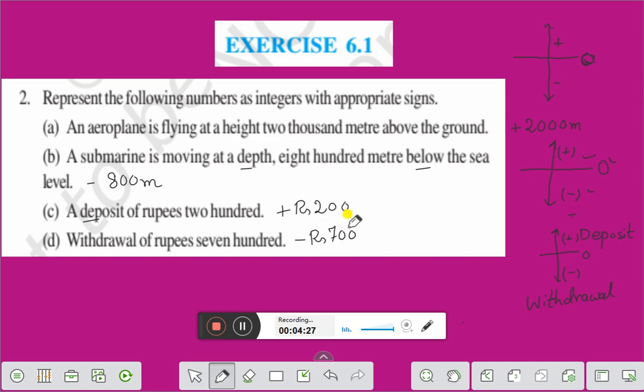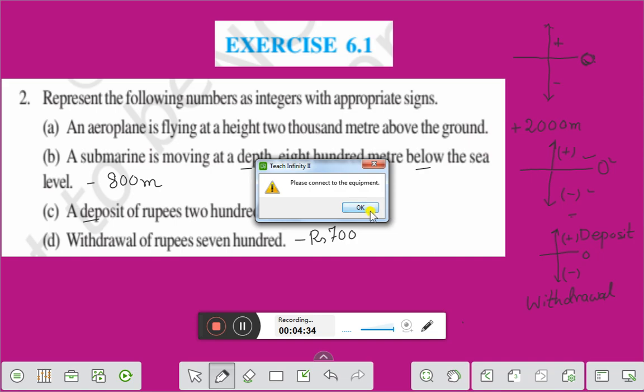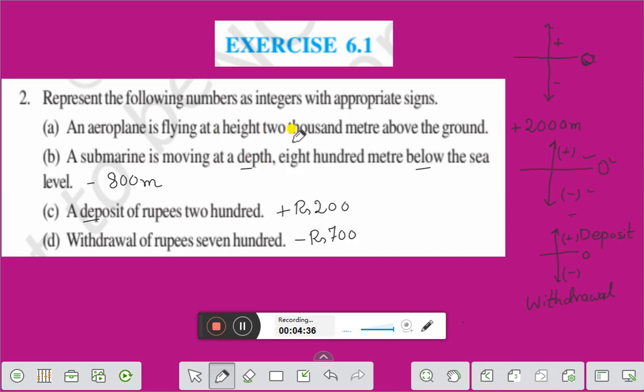Okay. Again we are repeating once again. Represent the following numbers as integers with appropriate signs. An airplane is flying at a height 2000 meter above the ground. If we take ground as 0, above the ground positive and below the ground negative, therefore it will be plus 2000 meter. A submarine is moving at a depth 800 meter below sea level. Suppose we have taken sea level as 0, above the sea level positive and below sea level negative. Therefore it will be minus 800 meter.